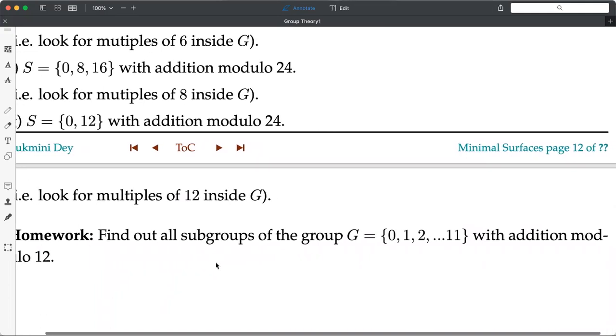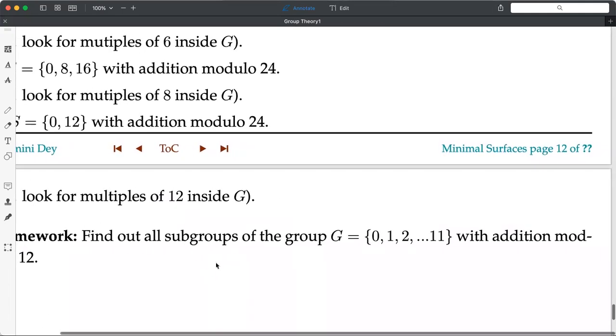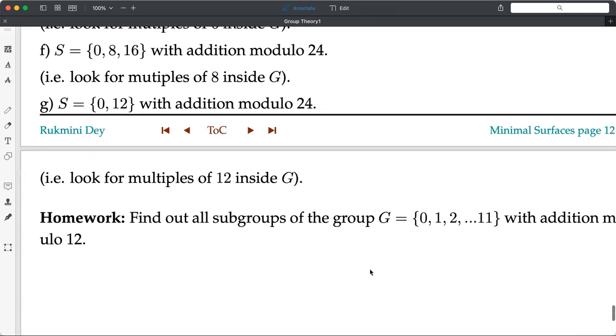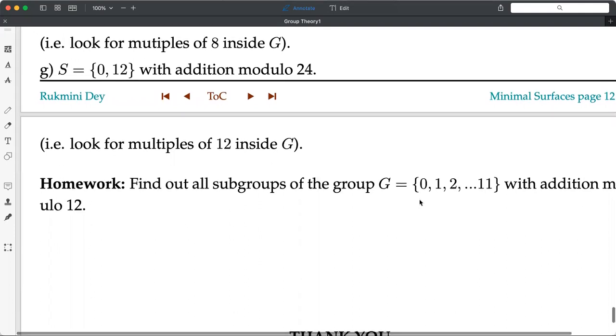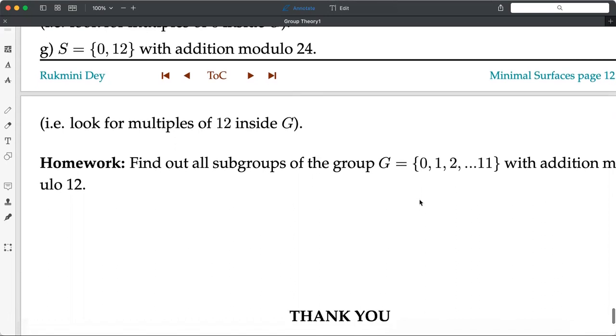Find out all subgroups of the group G where G is 0, 1, 2, 3, 4, 5, 6, 7, 8, 9, 10, 11 with addition modulo 12. So these are all the remainders possible on division by 12. And can you find all the subgroups of this group?